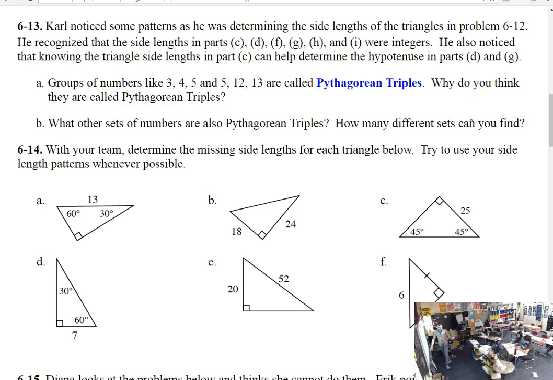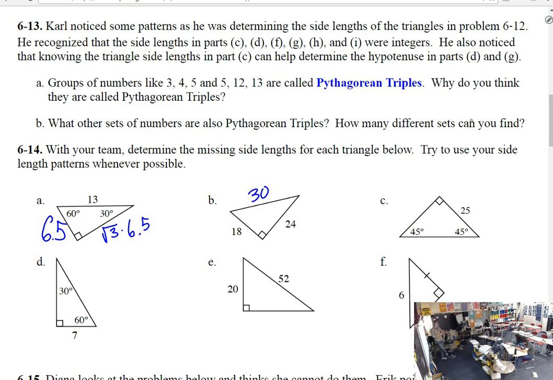What will the short leg on A be? 6.5, right? Half your hypotenuse. Or root 3 times 6.5, either way. 18 and 24. Is it a dilation of any of our Pythagorean triples? 3, 4, 5. It's a 6 times of the 3, 4, 5. So my hypotenuse would be? 30.